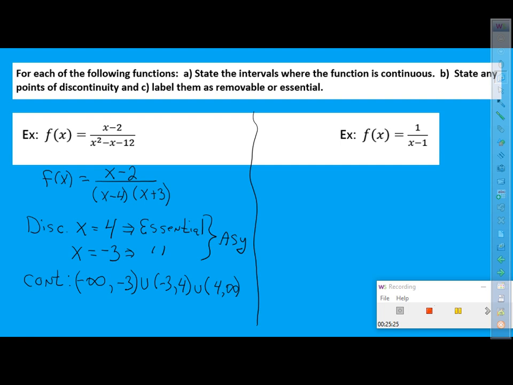Here's a super easy one. I'm not sure why I put such an easy one in there, but I know that this thing is discontinuous at x equal 1. I can't cancel anything out, so I know I have an essential discontinuity at x equal 1. If you're asked about the limit at that point, the limit does not exist. The reason being, as you try to approach 1, you have an asymptote.